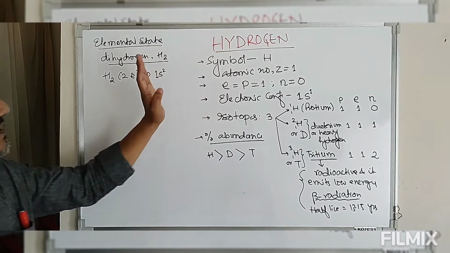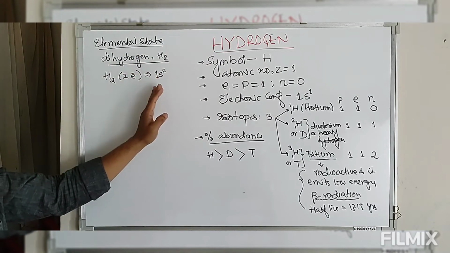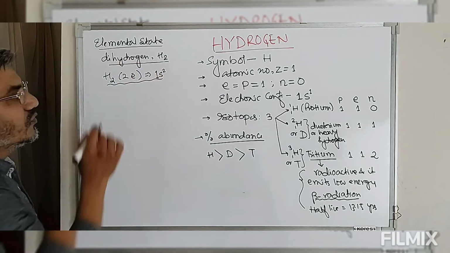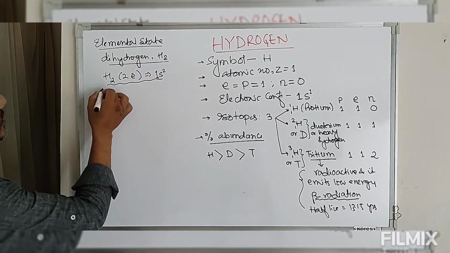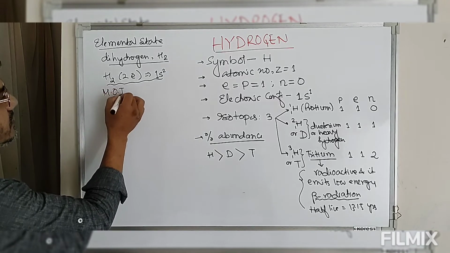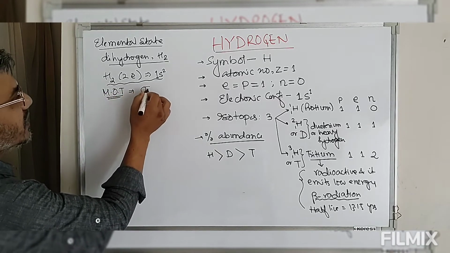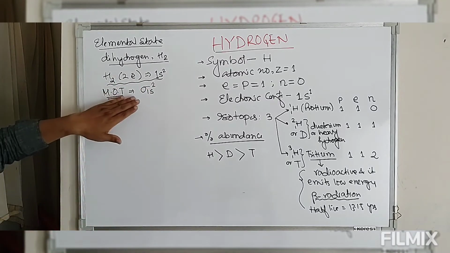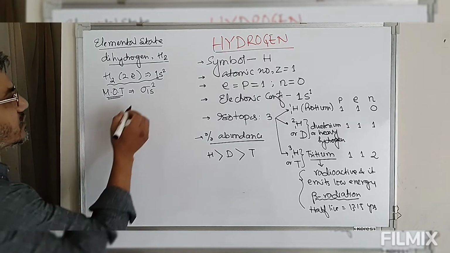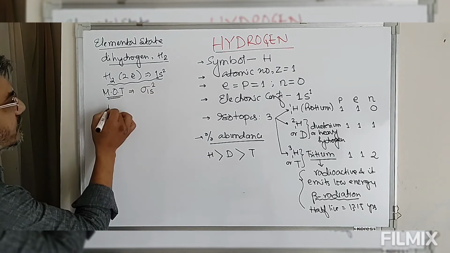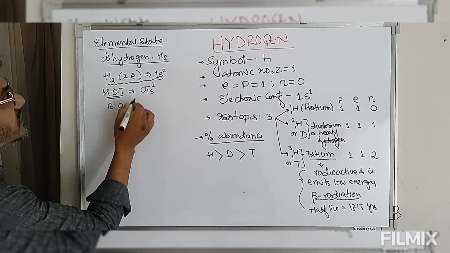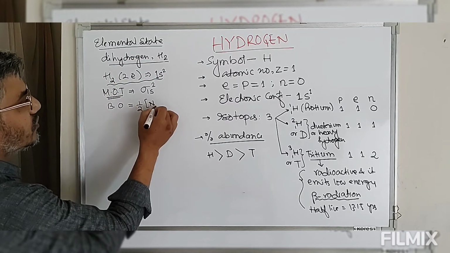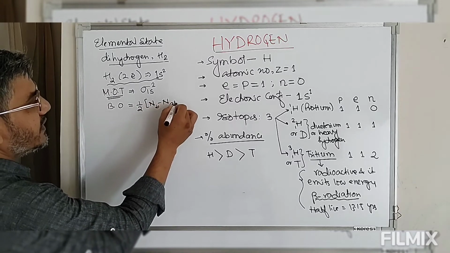So this combines with another hydrogen atom to give this molecular hydrogen, and in nature this exists in the diatomic form. Or in molecular orbital theory, the electronic configuration is sigma 1s2. Now look at this, the molecular orbital theory says the electronic configuration is sigma 1s2. Therefore the bond order present between these hydrogens is half times the number of electrons in bonding minus the number of electrons in anti-bonding.